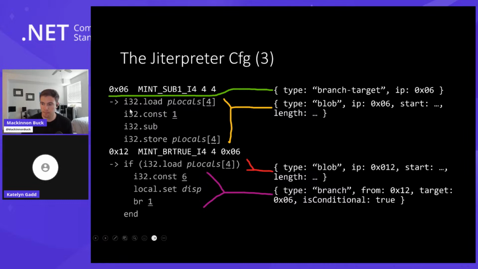And then you can see the subtract operation itself is much simpler. We're loading a local variable, we're modifying it by subtracting 1 from it, and then we're storing it back to its original location to modify it. So if you had a loop that was decrementing I until it was 0, you would have this. You would have a subtract by 1, and then you would have a branch if true that jumps back to the top of the loop.